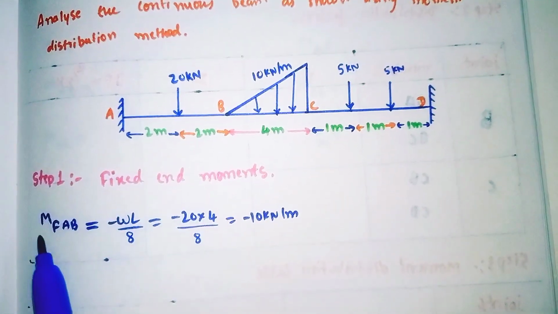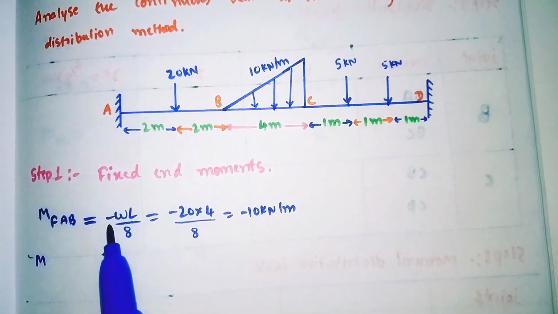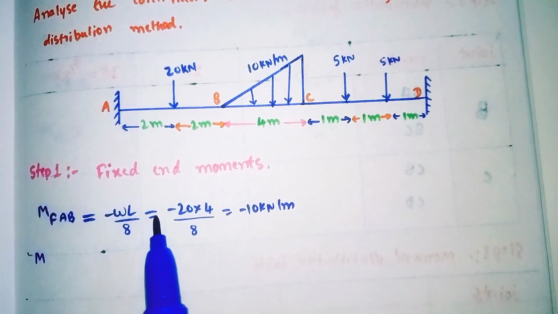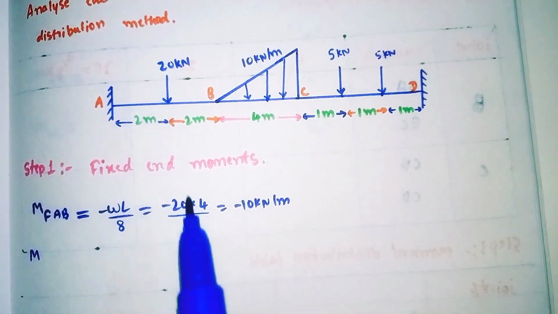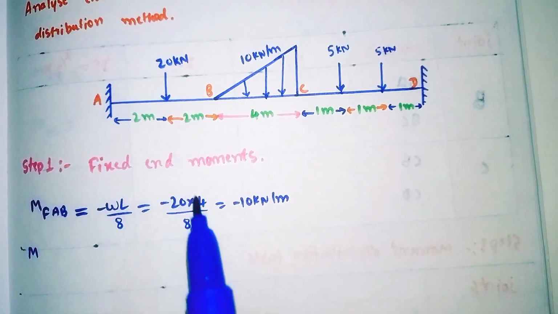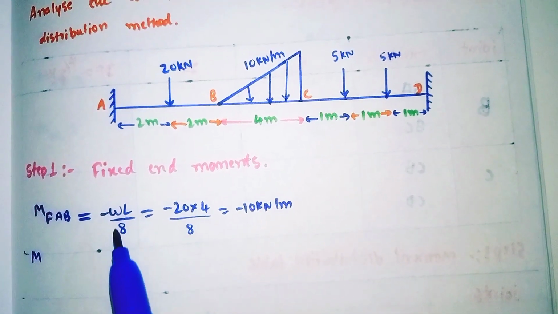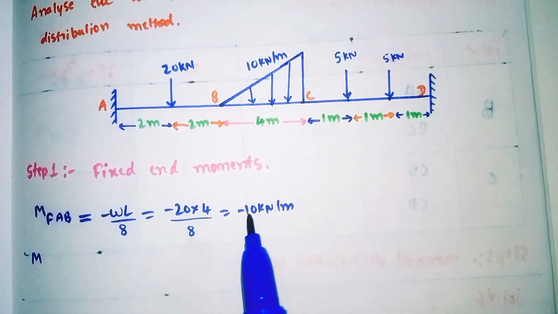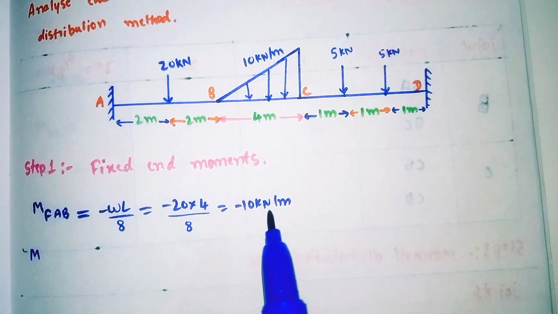For AB, we have the formula minus WL divided by 8. The load W is equal to 20, and the span is from here to here, which is 4. I have substituted that, divided by 8. By simplifying, it will come out as minus 10 kilonewton meter.